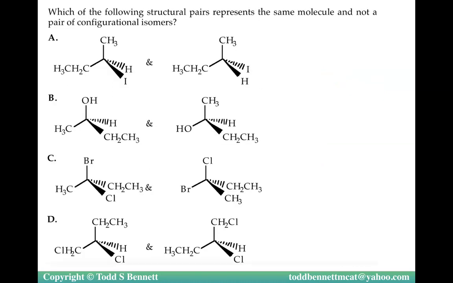Okay, so I want you to look at these and start making a decision which ones are configurational isomers and more so enantiomers. So if I consider choice A, CH3 is in the same spot, CH2CH3 is in the same spot, but notice the H and the other group have changed. So how many changed? 2, therefore they are enantiomers.